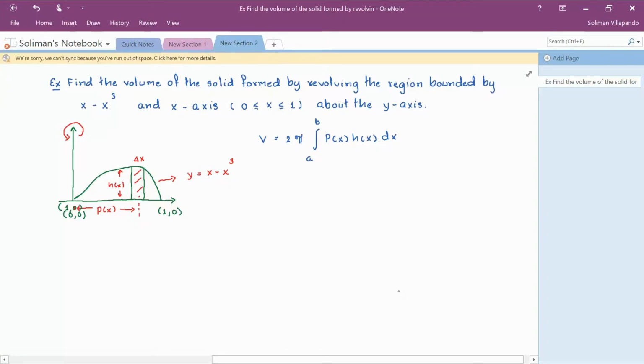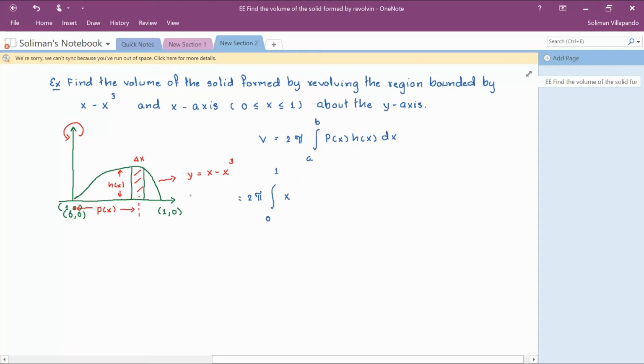Now we have this formula, so I'm going to substitute all the variables here. So 2 pi, and the integral from a to b. My a is 0, my b is 1, so an integral from 0 to 1. Again, p of x is the average radius because it's rotated around the y-axis. So it's the distance from the rectangle to the y-axis, and we call it p of x. It's basically x. The distance here is x because it's on the x-axis. So I'm going to use x here.